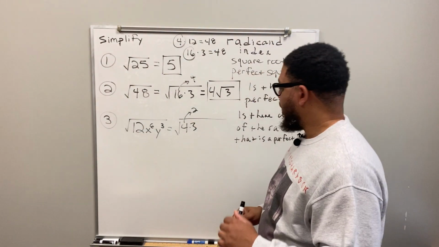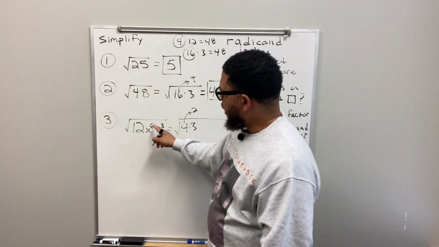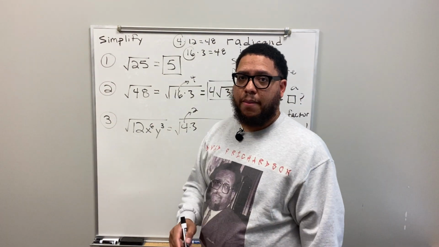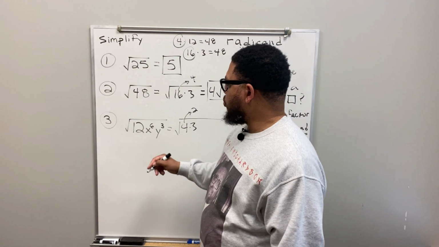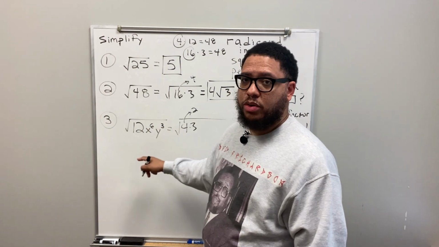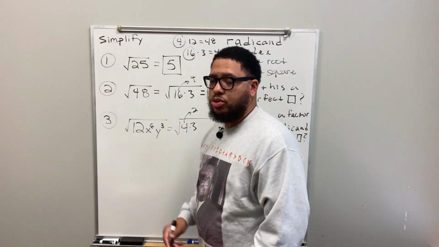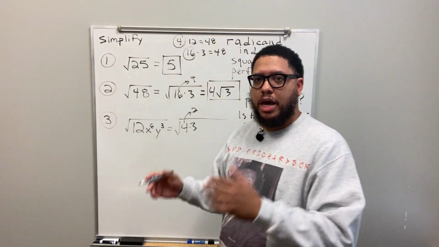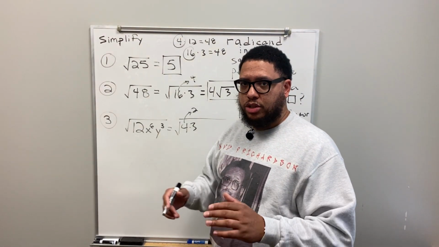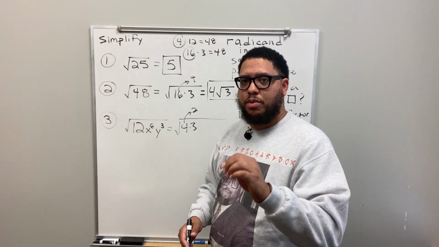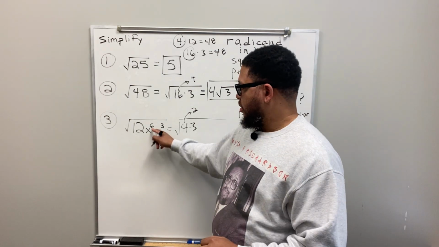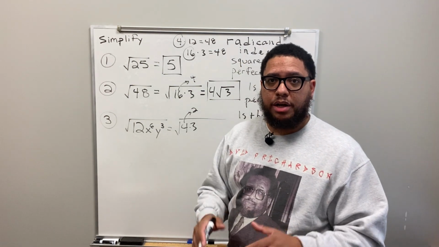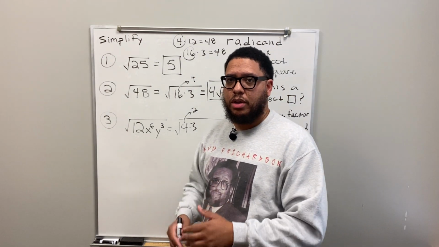Put that in your notes. Any term that has an even-numbered exponent is a perfect square. Now, how would you actually take the square root of that term? All you do is divide the exponent by 2. That's all you do. If it's a perfect square, you divide the exponent by 2.